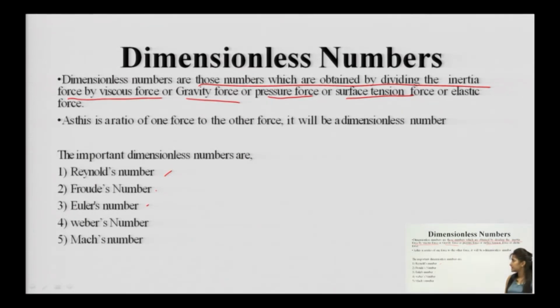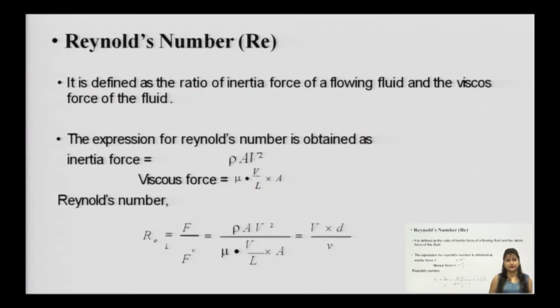You can also see that the ratio of one force to the other force will be dimensionless. Whenever we are comparing same parameters, it will be dimensionless only. So, we are terming the ratio of forces as dimensionless numbers. So, there are 5 dimensionless numbers: Reynolds, Froude, Euler's, Weber's and Mach number. Dealing with the first one, Reynolds number.